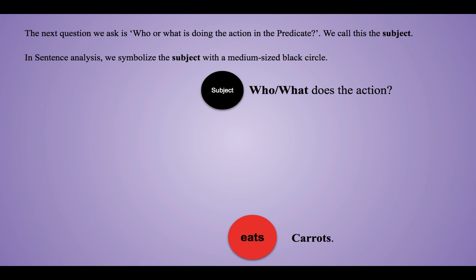The next question we ask is, who or what is doing the action in the predicate? We call that the subject. In sentence analysis, we symbolize the subject with a medium-sized black circle. It tells us who or what does the action.